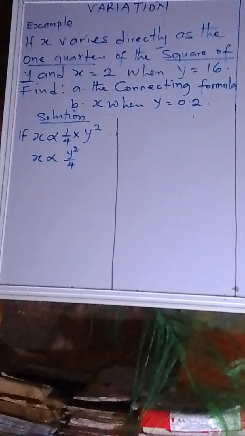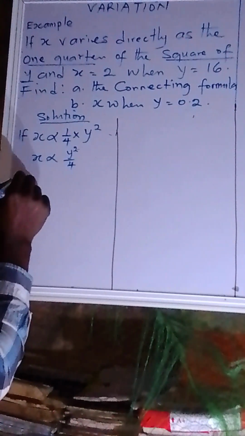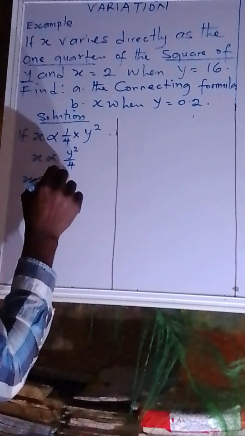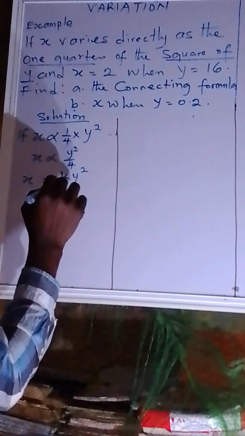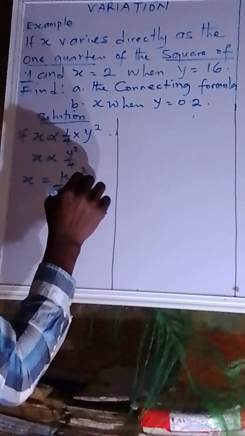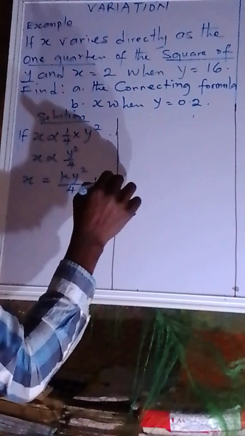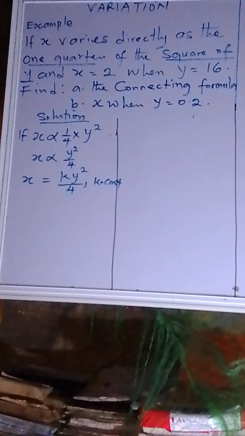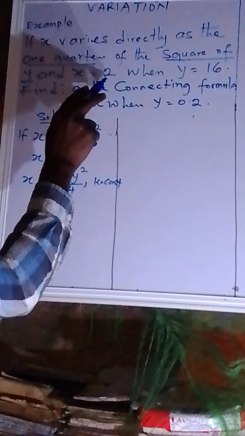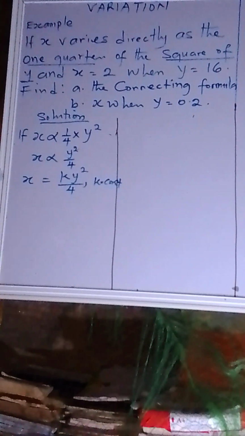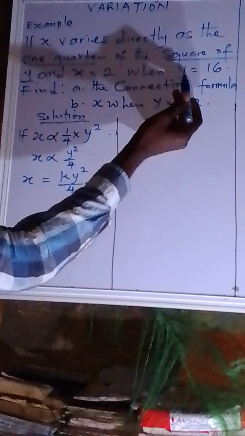Alright, now this variation can be turned to an equation. So now we have x equals ky squared all over 4, where k is a constant. So from here we get our proportionality constant. Now, the value of x is what? 2. Value of y is 16. So just substitute. Wherever you see x, you put 2. Where you see y, you put 16.